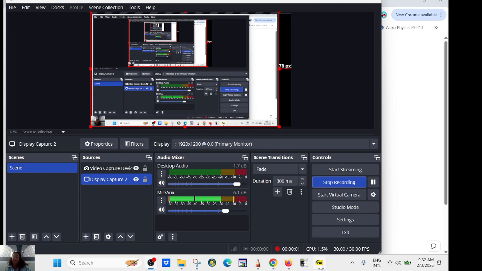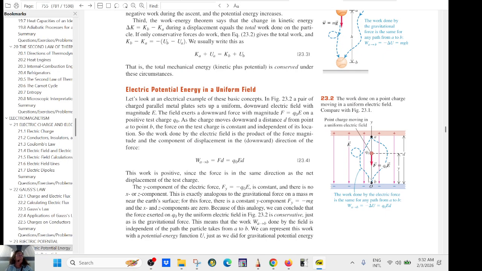Let's start the class. So we were talking about electric potential energy. You have to imagine that the electric field is like the gravitational field. In that case, you see the electric field is uniform because the field lines here are equally spaced. If you take a positive charge here, you have to do work against the electric field. So you are doing positive work.